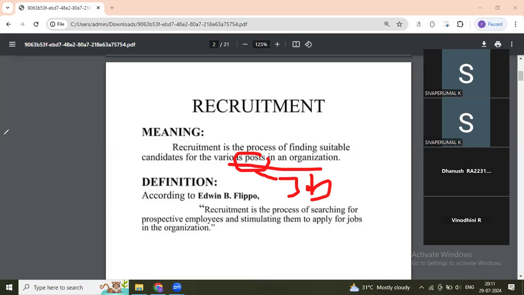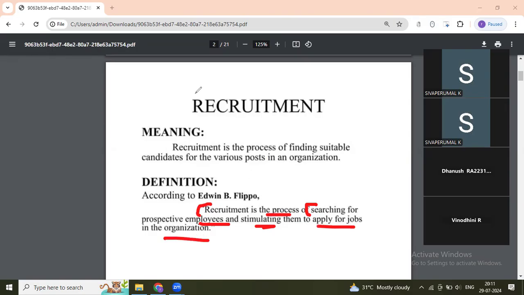According to Edwin Flippo, recruitment is the process of searching for prospective employees and stimulating them to apply for jobs in the organization, right? Recruitment is a process of what? To search for the employee and stimulate them, which means influencing the person to apply for the job in this organization. It is called recruitment. Simply says that recruitment means you have to find the right person to apply for the job.